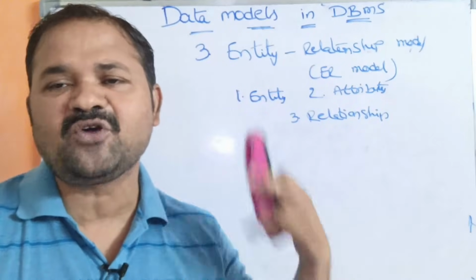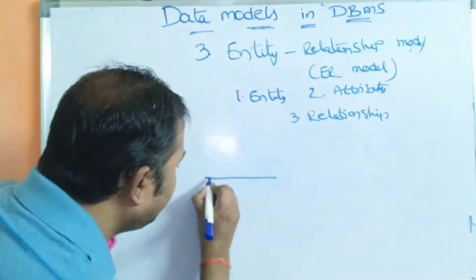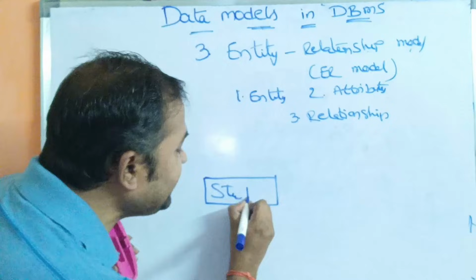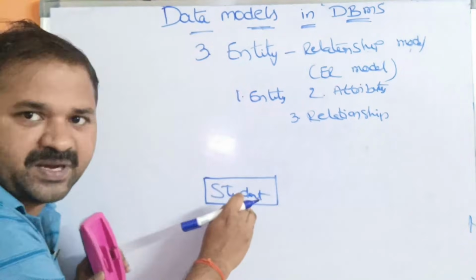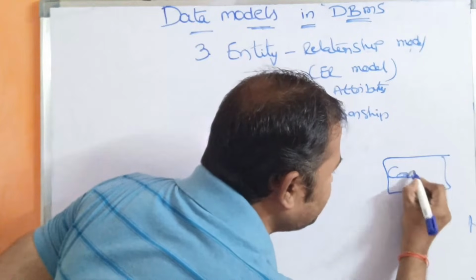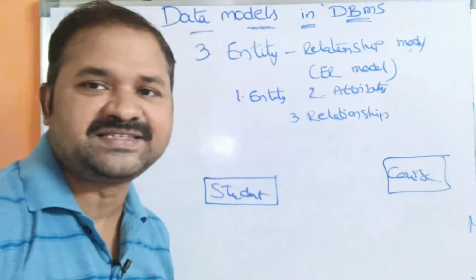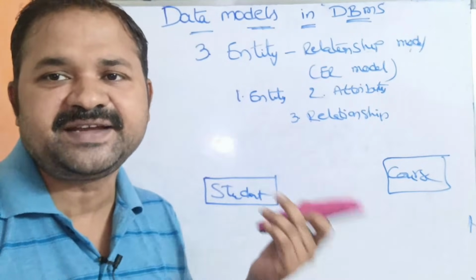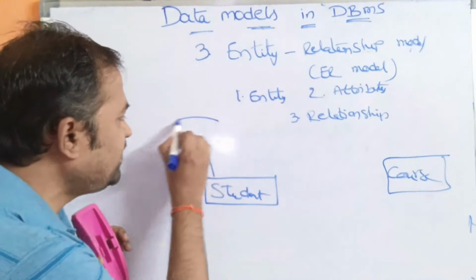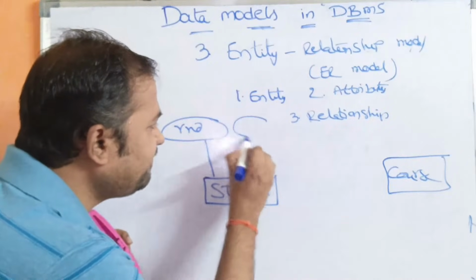Let us take an example of an ER diagram. Here we have two entities. Let the first entity be student. An entity is represented by a rectangle symbol. Let the second entity be course. Course is an entity, so that's why it is represented by a rectangle symbol. Next, attributes are represented by an ellipse or oval symbol. What are the attributes of the student? Student will have roll number, which is an oval symbol. Student will have some name.